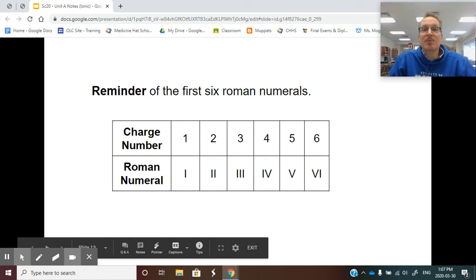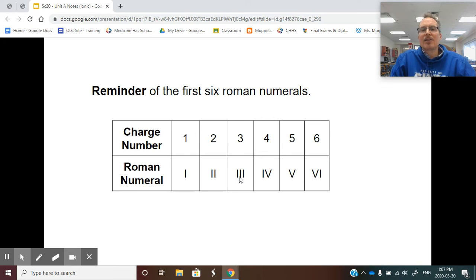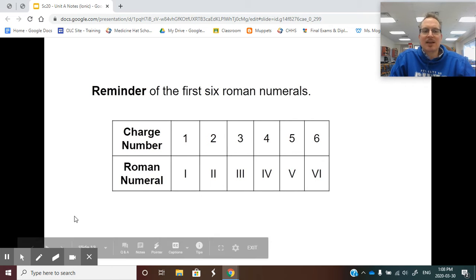Before we can do this, we have to be able to know our Roman numerals. So 1 is I, 2 is II, 2 ones, 3 is III, 3 ones. If we skip 4 for a second, 5 is a V, which means 4 makes sense. 4 is IV, 1 before 5. 6 is VI, 1 after 5 would be 6. So you learned these already in Science 10. I still hope you know counting 1 to 6 in Roman numerals.